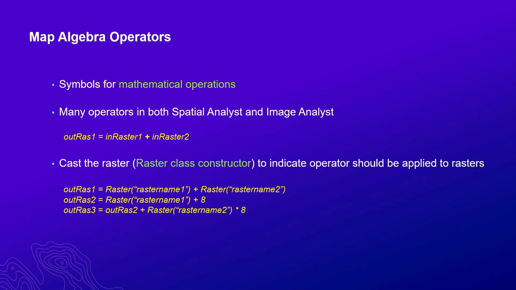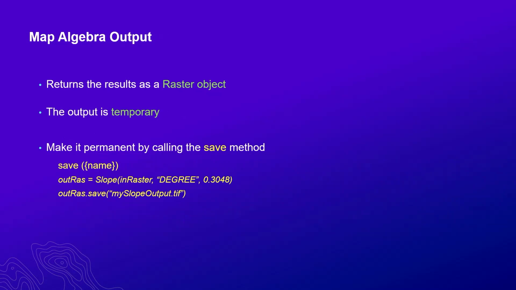You can also combine a raster with a number, or you can take a raster object output and put it in another expression to do your further work. Now the output, as we say, is a raster object which is temporary in nature, which means you have to save it to make it permanent. Here is an example where I'm creating my slope output and then saving it so that I don't lose it.